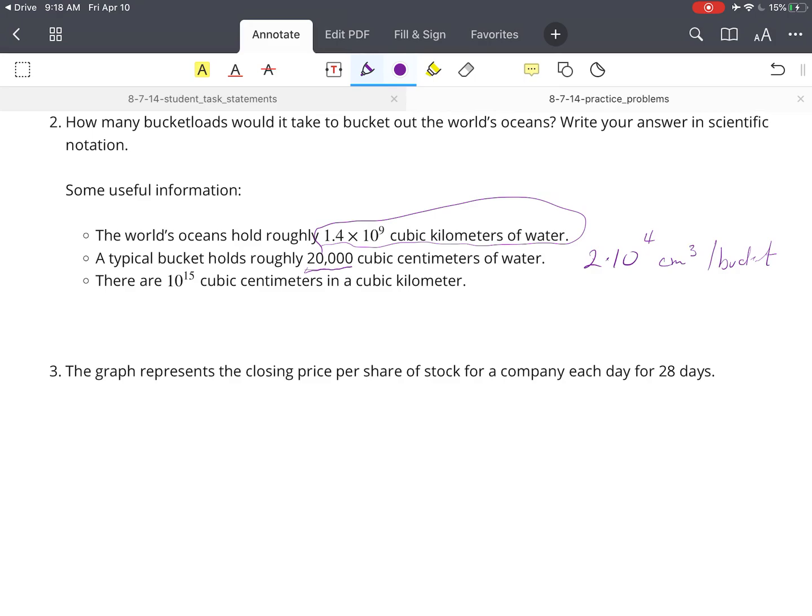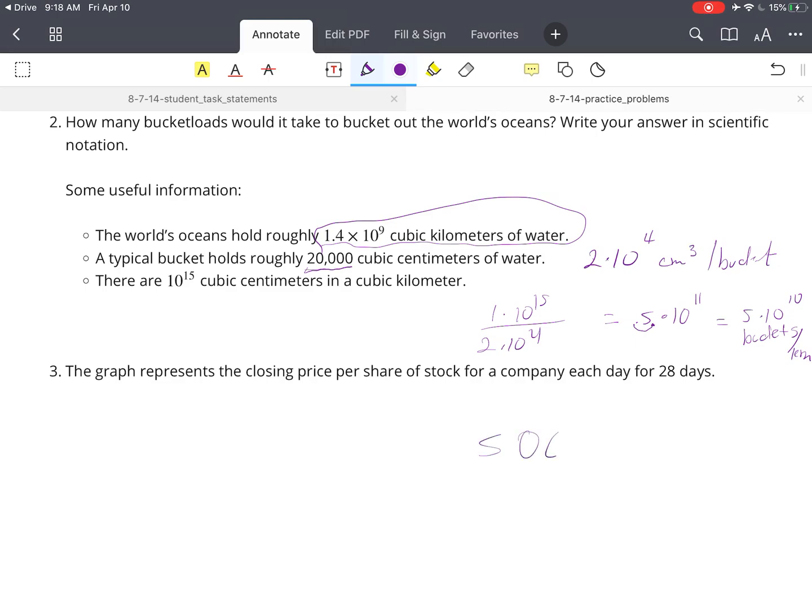And how many cubic centimeters are there in a kilometer? There's 10 to the 15th. So it's 1 times 10 to the 15th. So we're going to divide the 2. That gives me 0.5, right? Because 1 divided by 2 is 0.5. And then 15 minus 4 is 11. But we're going to move the decimal once to the right, which means this is going to be 5 times 10 to the 10th, right? So that's how many buckets you need per kilometer.